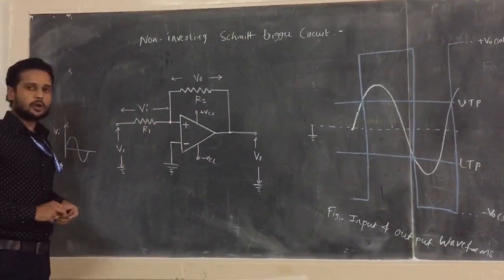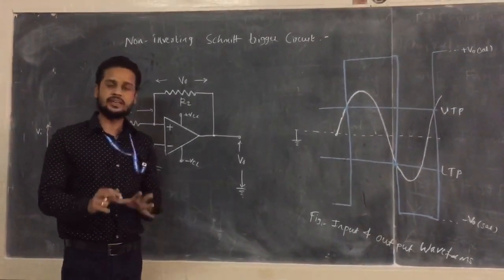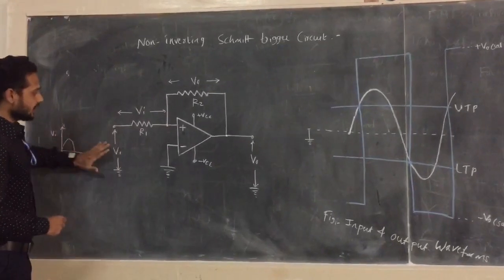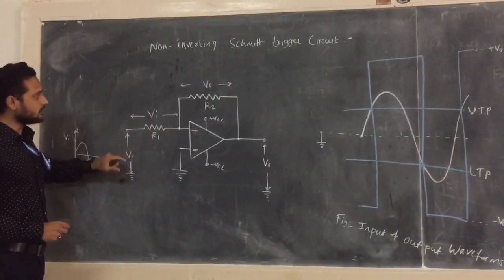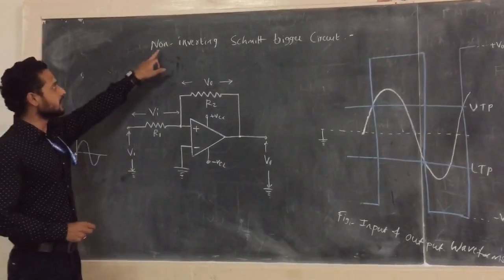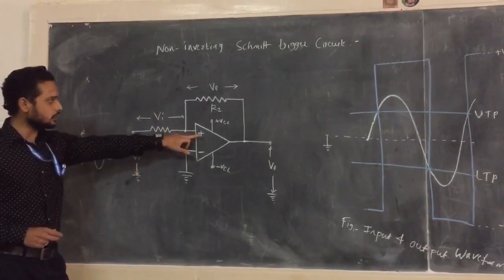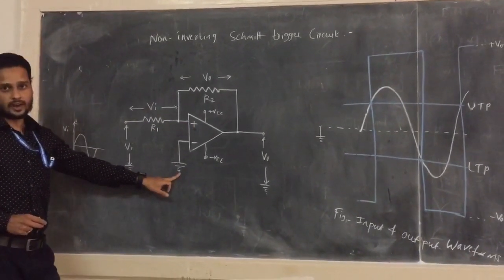I hope you have understood the previous concept, the inverting Schmitt-Trigger circuit. The analysis remains exactly the same, the same way of analyzing here. Just concentrate on this circuit. By looking at it, you can say that the diagram itself begins with the non-inverting terminal. The input voltage is applied to the non-inverting terminal of the op-amp and the inverting terminal is grounded here.